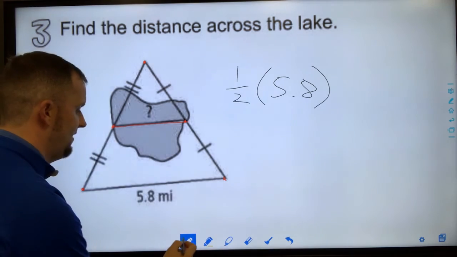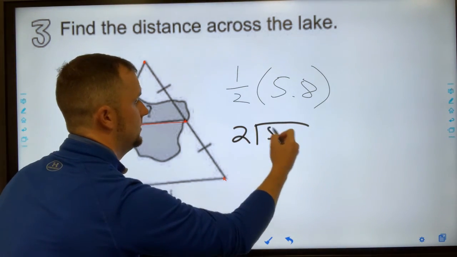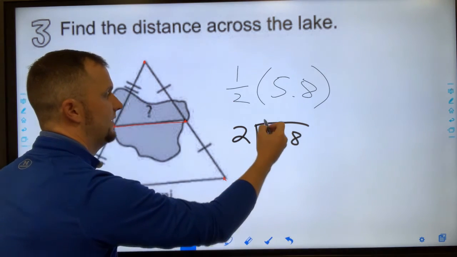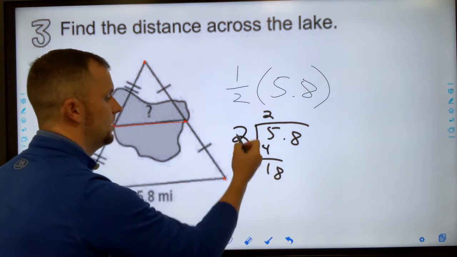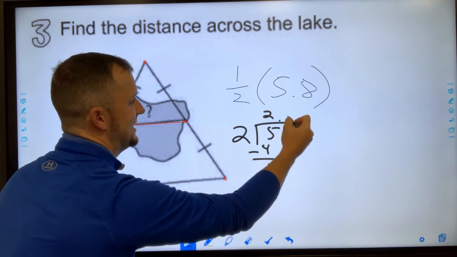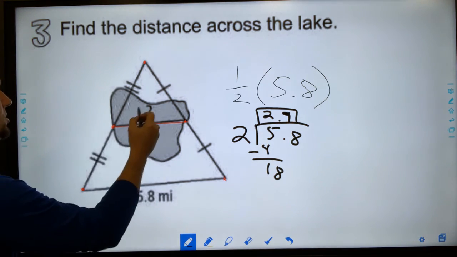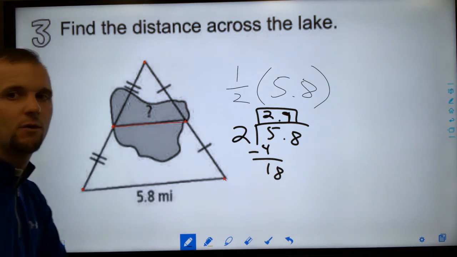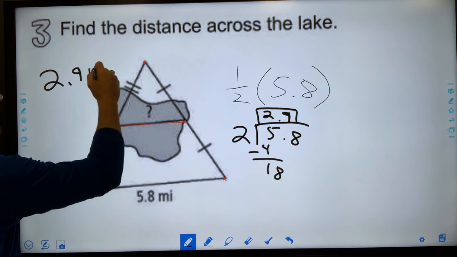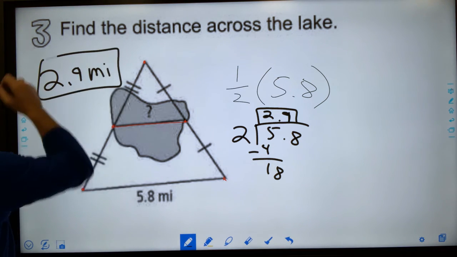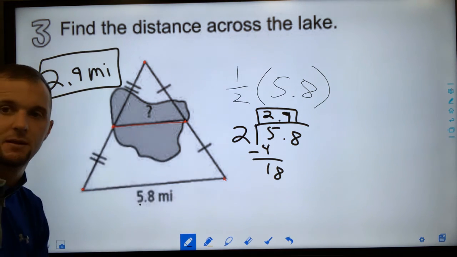Which if I did 5.8 divided by 2, I'm not 100% sure what it is, so let's go and do that. So 2 will go into 5 2 times, so that would give me 4. So that would give me 18. 2 will go into 18 9 times. So your answer would be 2.9. So the question mark here, or the distance from one side of the lake to the other, would be 2.9 miles. Because we took 1/2 of 5.8 because that is your mid-segment, okay?